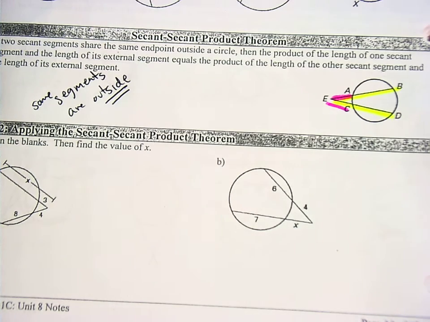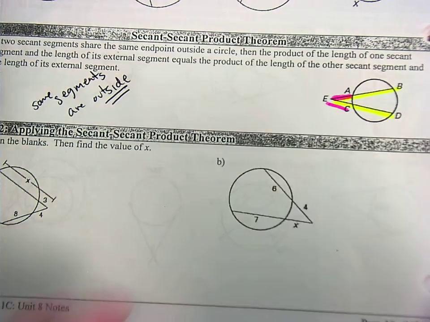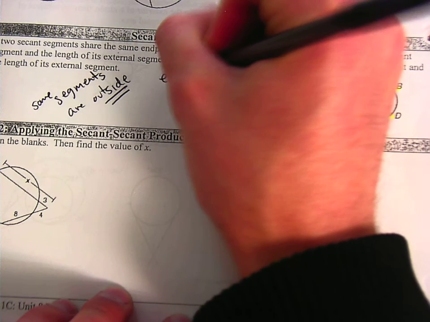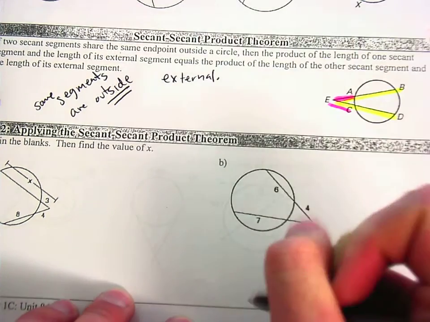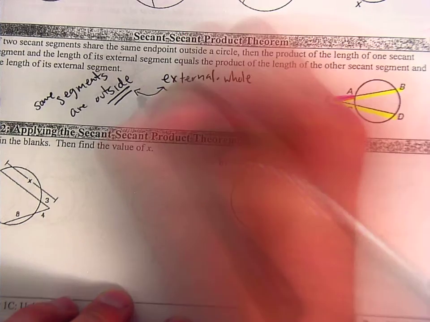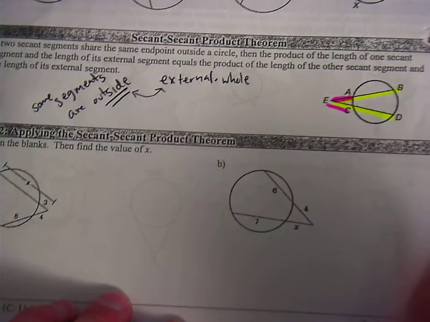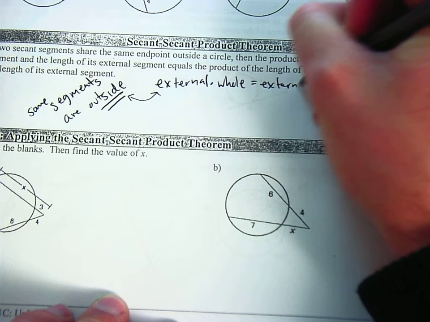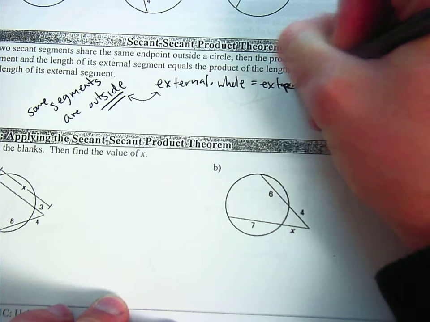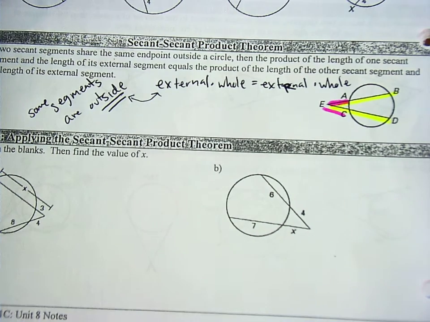And actually, anytime we have that sort of situation where we have the outside and we have the whole thing, we're just going to multiply the external, or the outside, and the whole. And again, that word external just means outside. So external times the whole equals external times the whole. External times the whole.